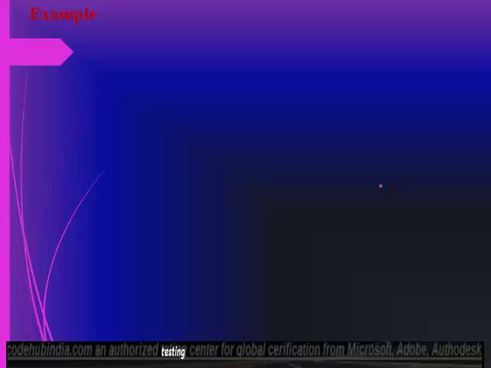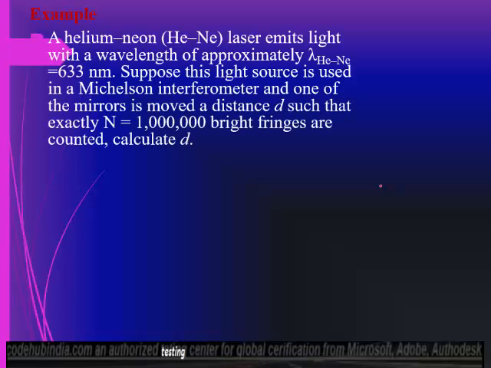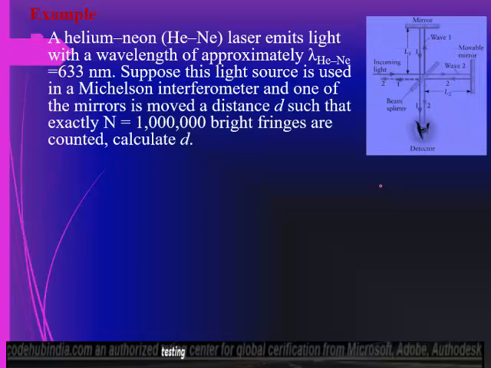Let us see an example. The helium neon laser emits light with a wavelength of approximately 633 nanometers. Suppose this light source is used in an interferometer and one of the mirrors is moved a distance d, such that exactly n bright fringes are counted.